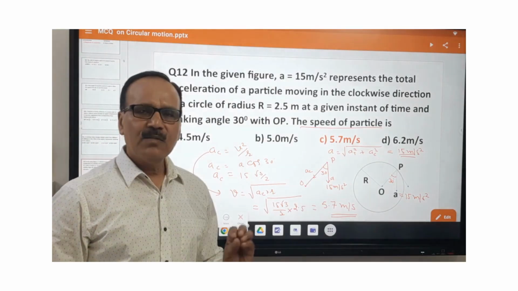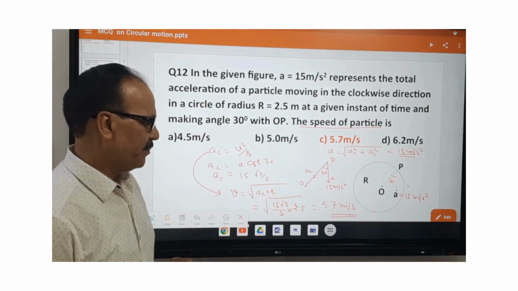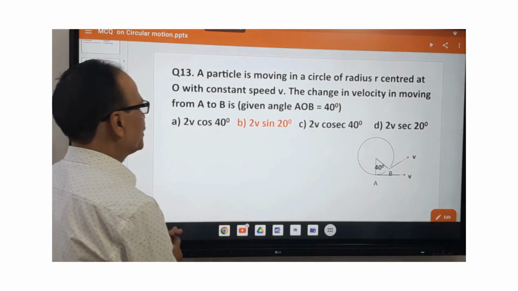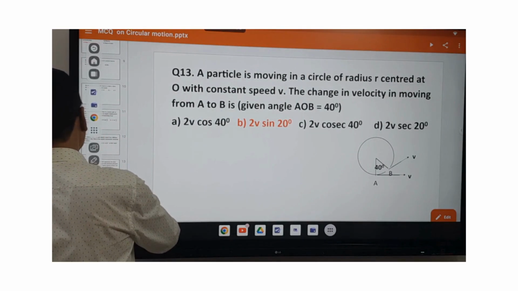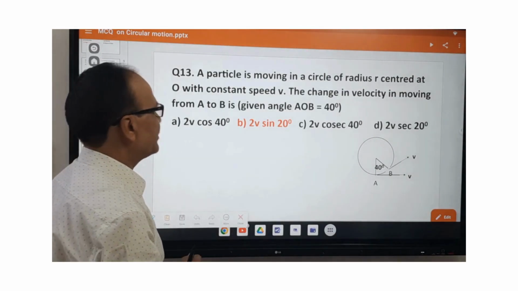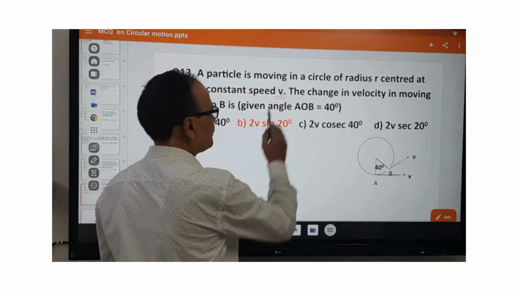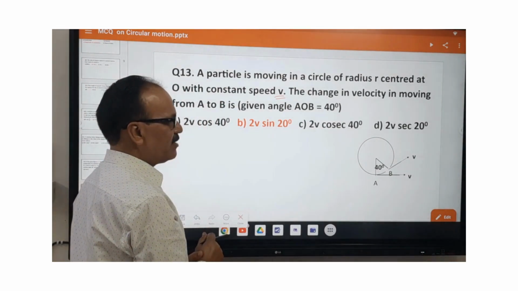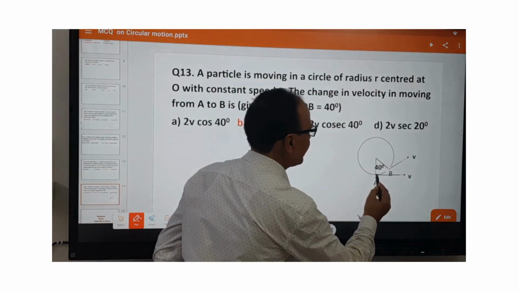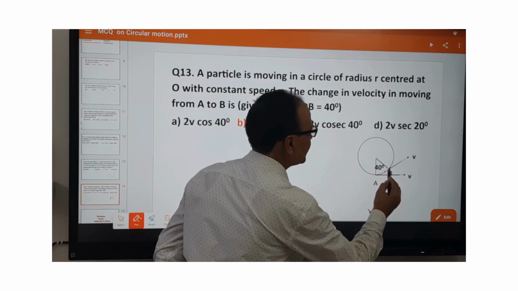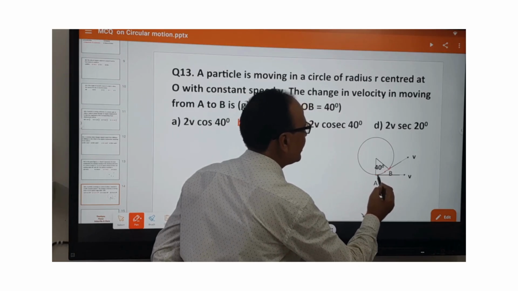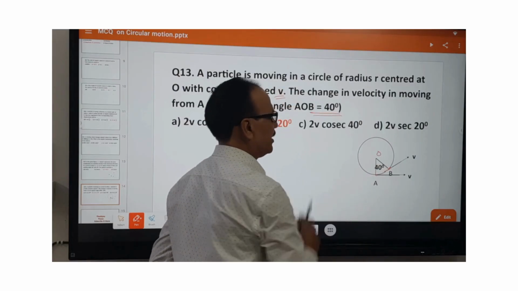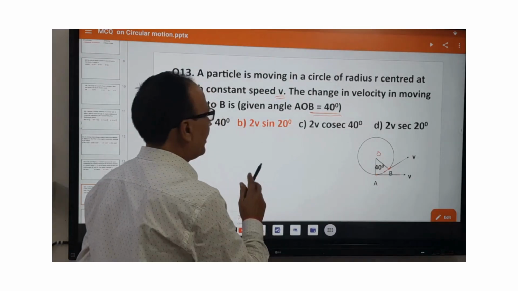So this case was of non-uniform circular motion. See the next question. This is also one of the important questions. Here, a particle is moving in a circle of radius r centered at O with constant speed v. The change in the velocity in moving from A to B is? We have to find the change in velocity when the particle moves from this point to point B on the circular path. From A to B, the angle AOB is given as 40 degree.